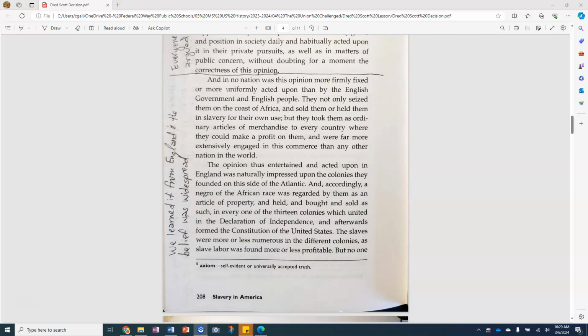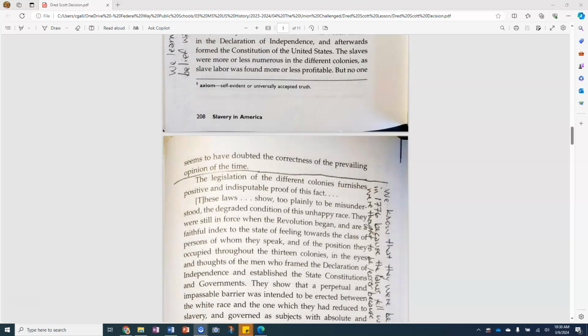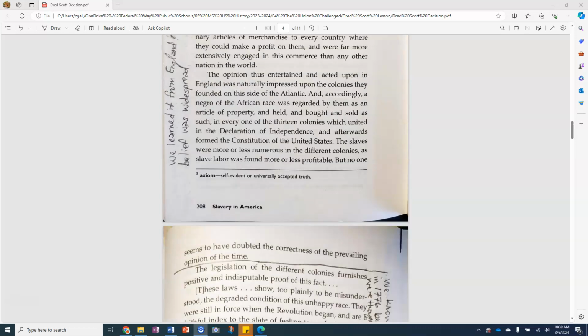The slaves were more or less numerous in different colonies, as slave labor was found more or less profitable. But no one seems to have doubted the correctness of the prevailing opinion at the time.